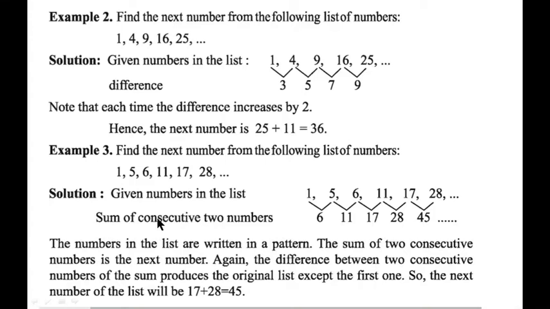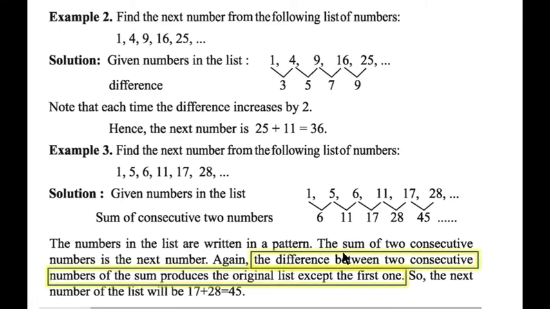So sum of consecutive two numbers. Given numbers in the list, these are sums of consecutive two numbers. 1 plus 5, that means 6, the next number. And if we add 5 and 6, we can get 11, that means the next number. So all these are Fibonacci numbers.